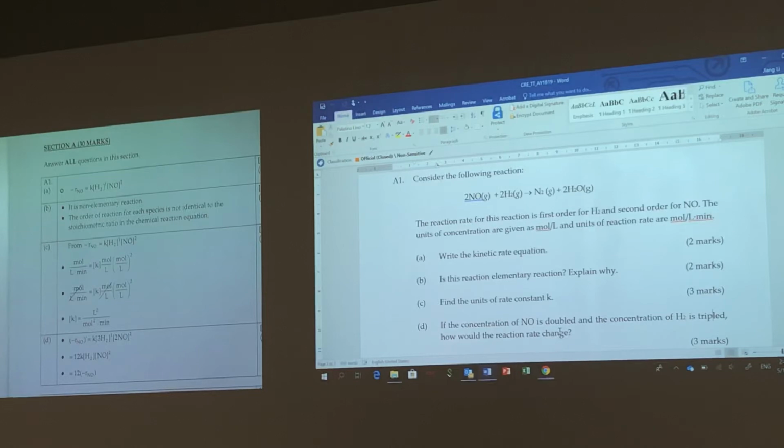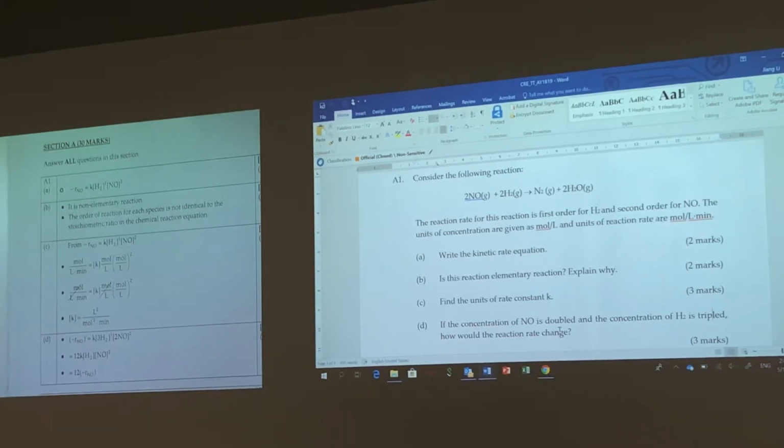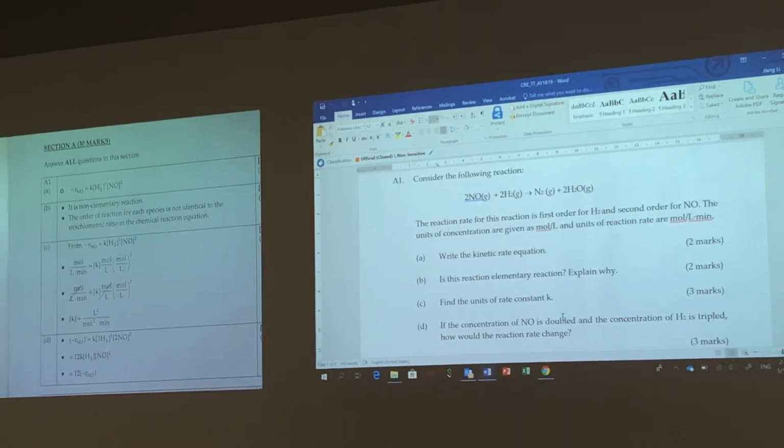So you just follow the rate equation. If this one doubles, it means 2, right? You write 2 here. So this one will be 2. This one will be 3. So finally, 2, don't forget outside you have a square, right? So this one will be 4. So you have a factor. So the rate will become 12 times your original.